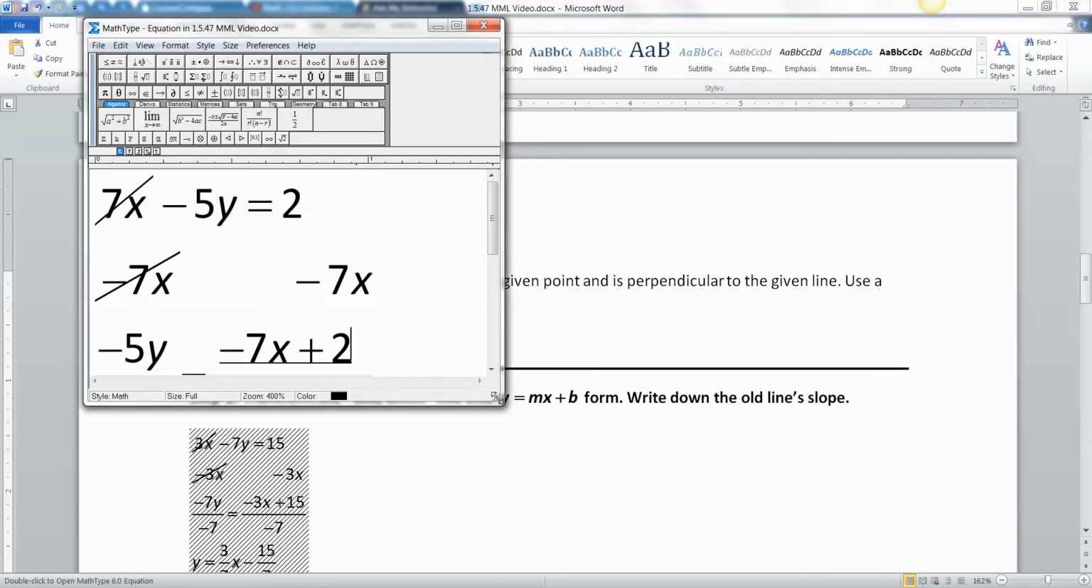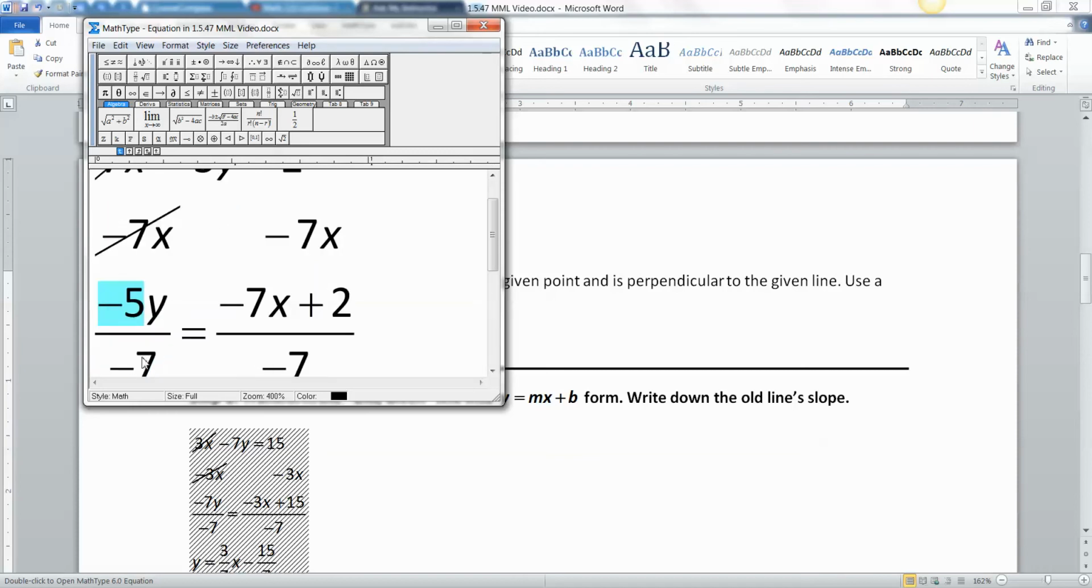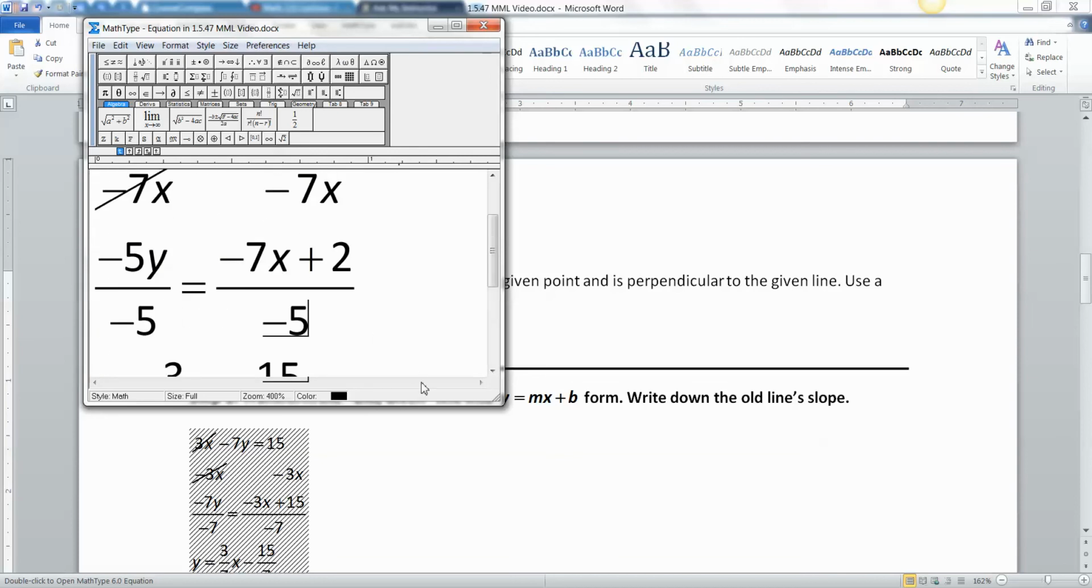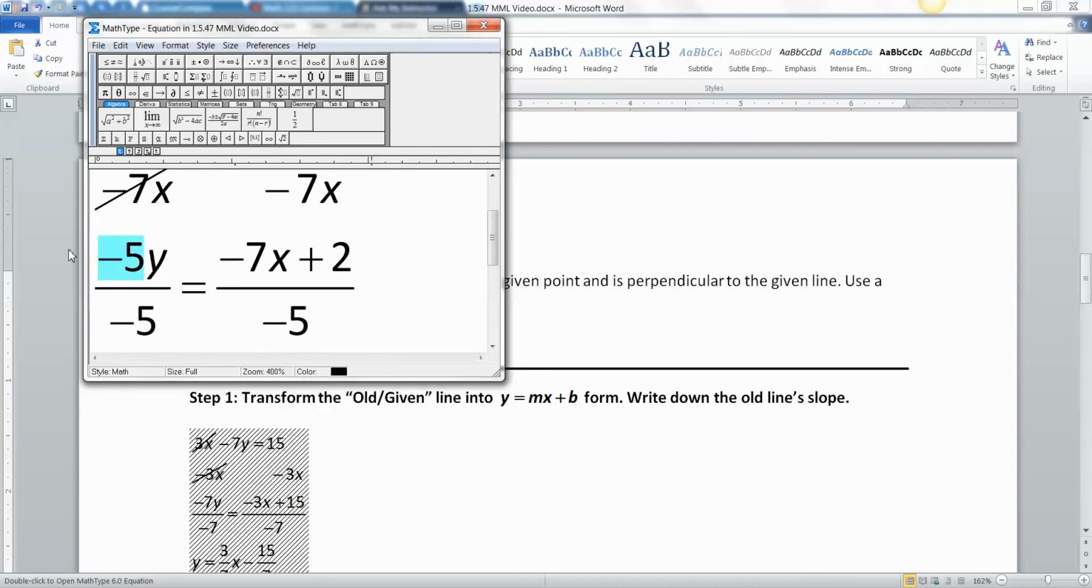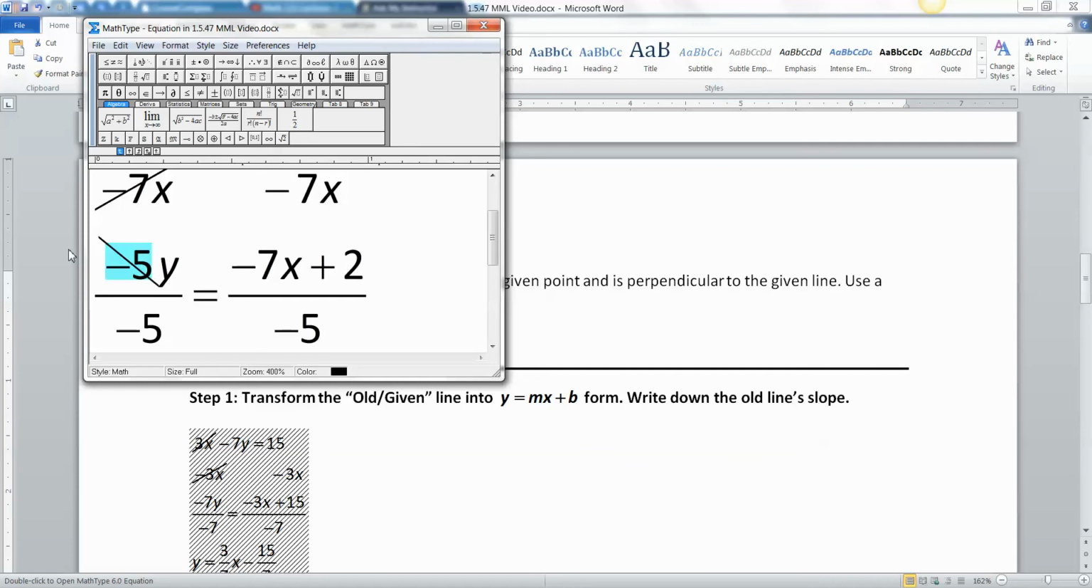So that will lead you to -5y, that's what's left over here, equals -7x plus 2. They're not like terms, so you just write -7x plus 2. Technically, it's also 2 minus 7x, but that wouldn't be mx plus b form, and that's the form we really like. Now, we want to get rid of that -5 because we want it to just be plain y. So we're going to divide both sides by -5, and the reason we do that is that it allows us to divide away the -5.